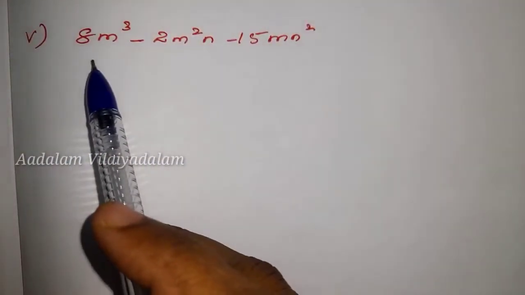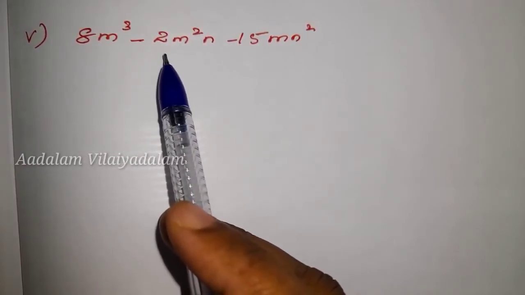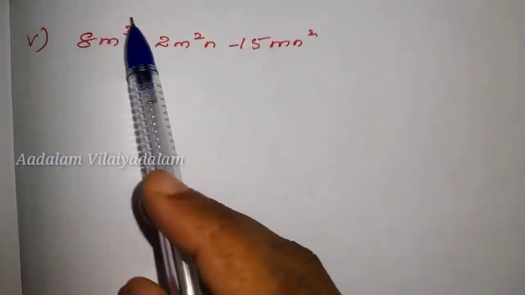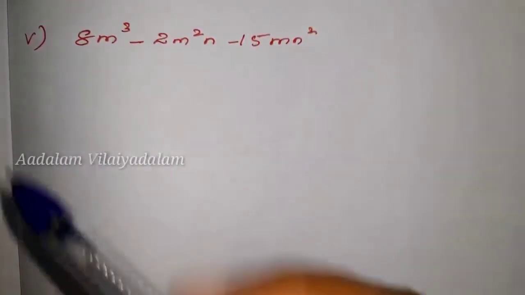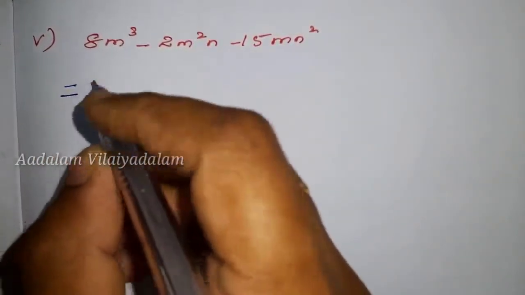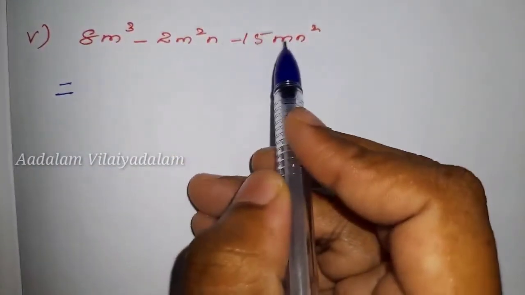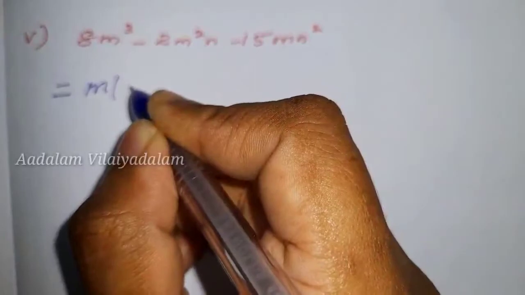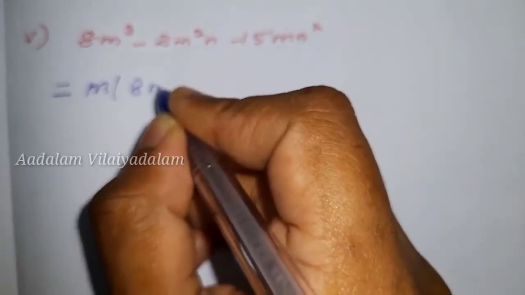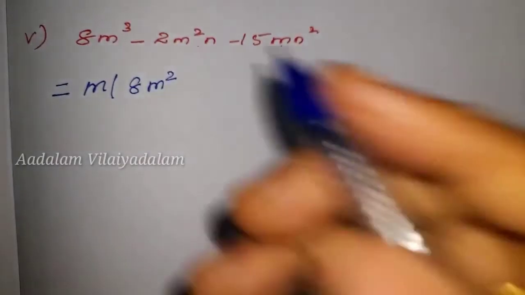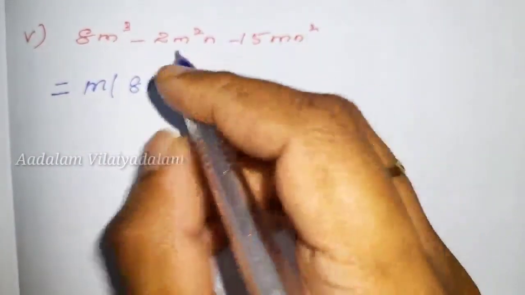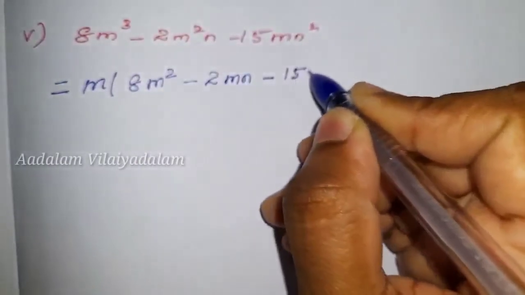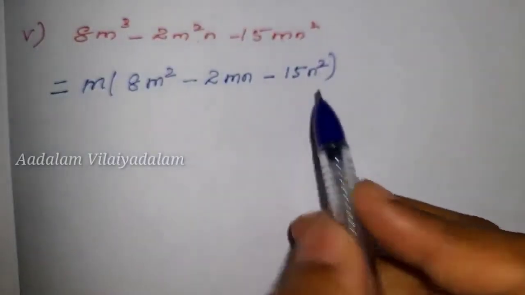So fifth question, 8m cube minus 2m square n minus 15m square n. So this is not a quadratic equation. Here the power is 3, so we have to arrange it in quadratic equation format. So here see the common term. Here m is common, just take m outside. The remaining one is 8m square minus 2mn minus 15n square. So this is the quadratic equation.